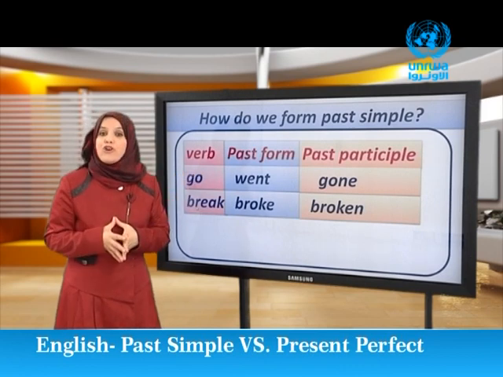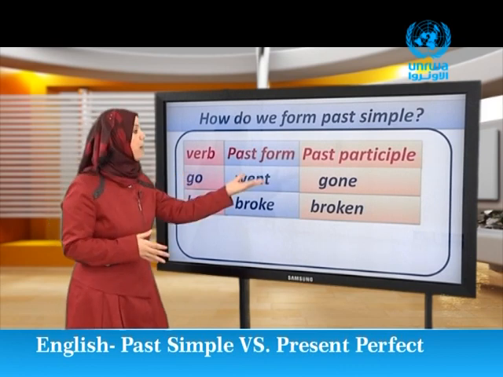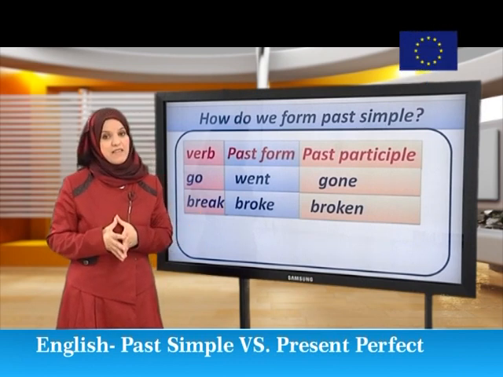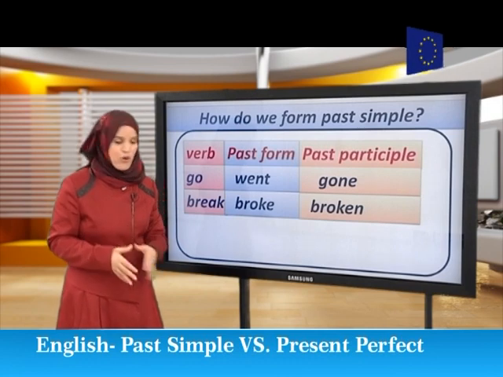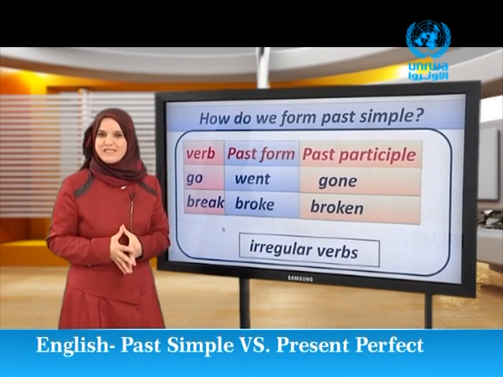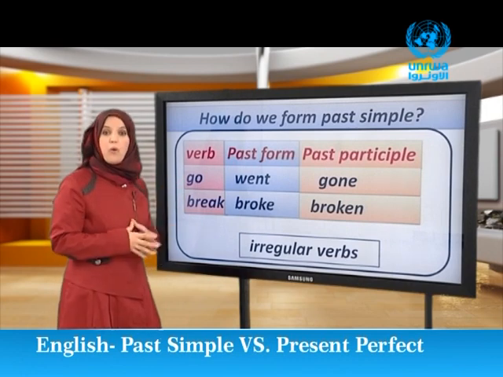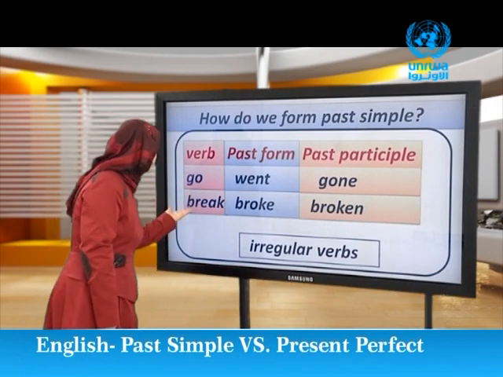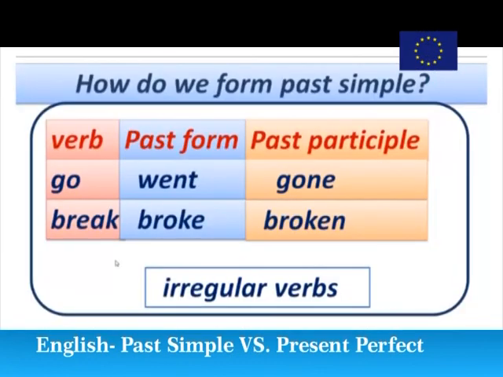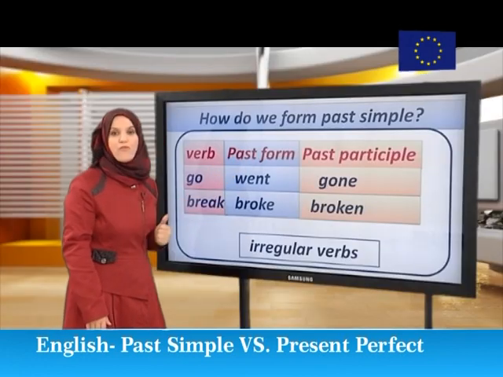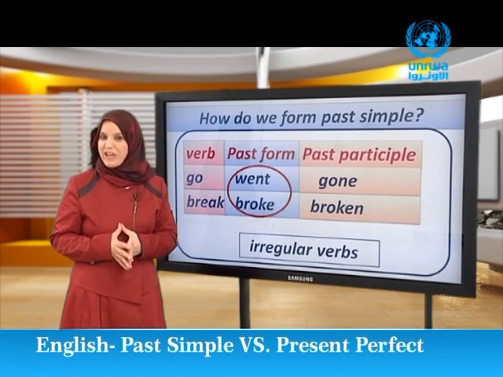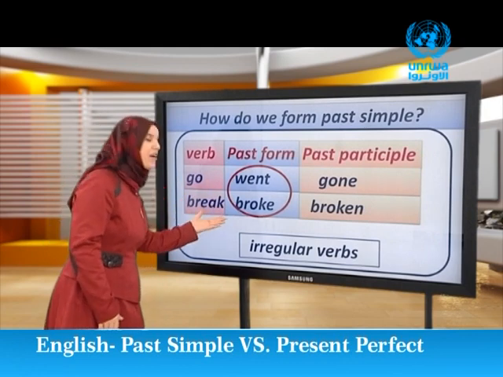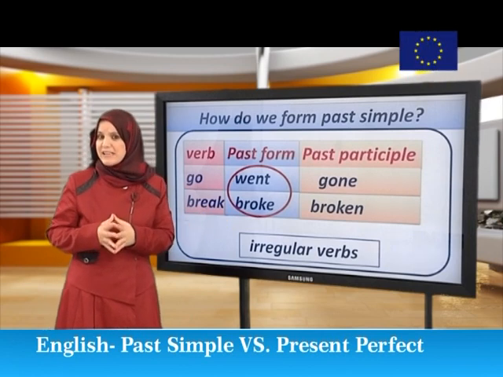Now, some verbs do not form their past and past participle by adding ed. They have different forms and there is no rule for that. We call these verbs irregular verbs. For example, the past of go is went and the past of break is broke. As we said before, we form the past simple tense with just the past form of the verb. For example, I can say, I went shopping yesterday, or my brother broke my favorite vase last week.